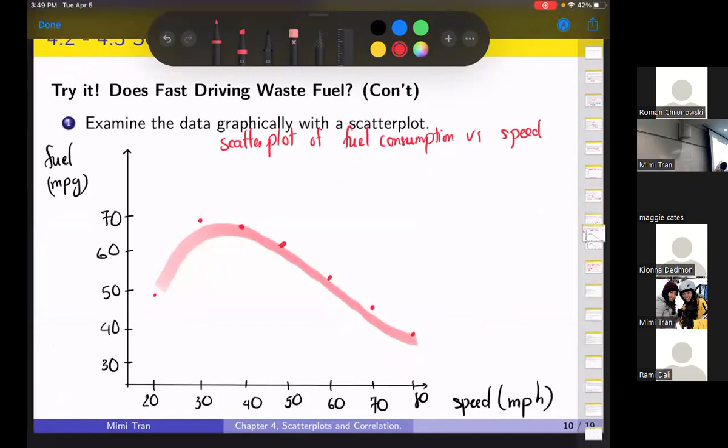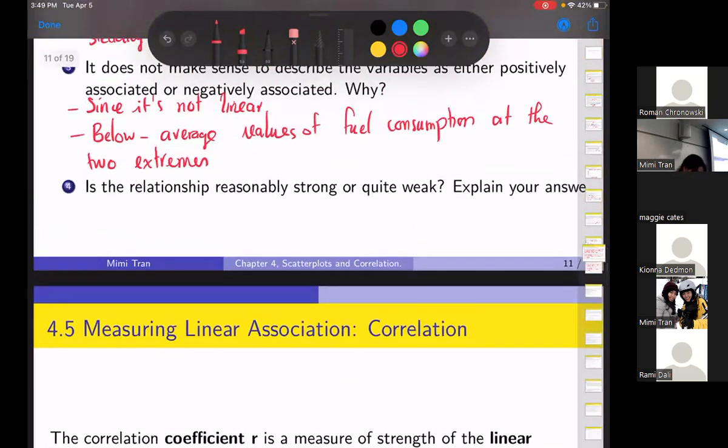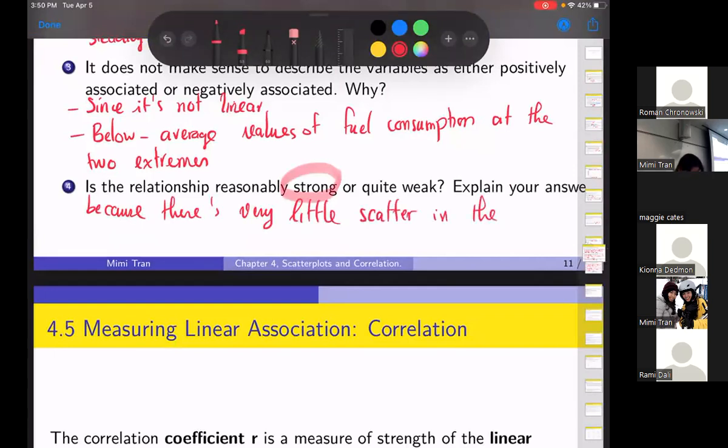If it's not strong, then say one point is right here, the other point over there, everybody just kind of out of that path. But here it follows that path, so it's strong. When it's strong, it's good because you can use it to predict things. So there's a strong relationship between X and Y. It's good news because you can use it to predict whatever you want to predict next. There's very little scatter in the plot.